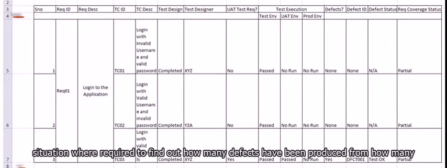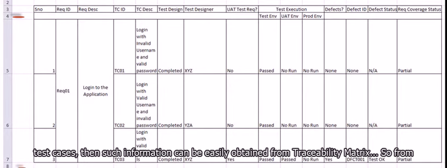So there may be a situation where we require to find out how many defects have been produced from how many test cases and which defect is related to which test case. Then such information can also be obtained from a traceability matrix. So from this information there should be some picture in mind regarding traceability matrix.